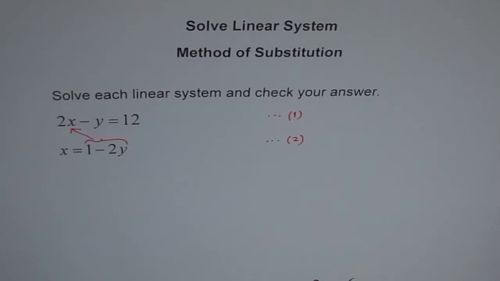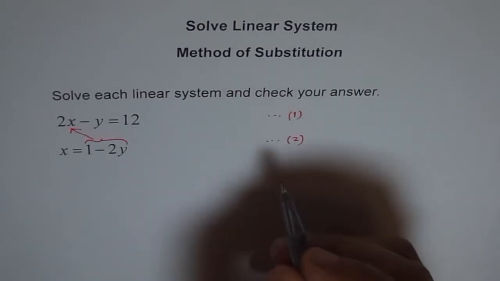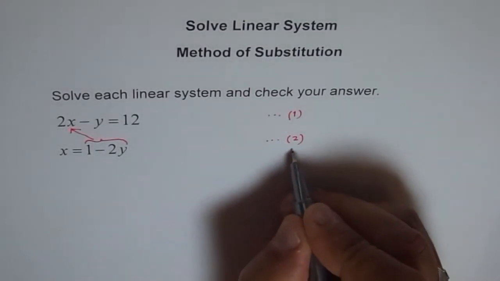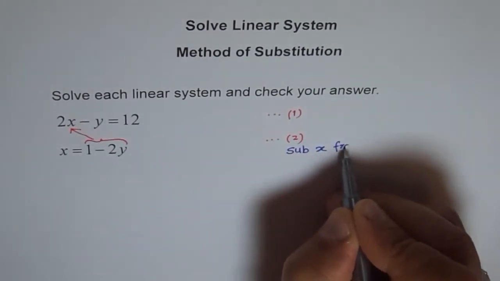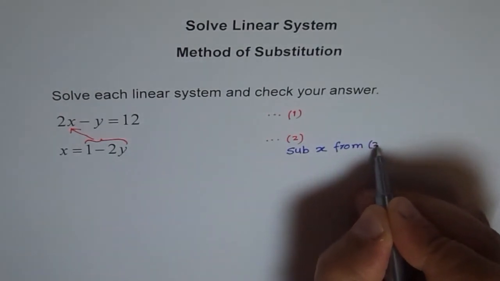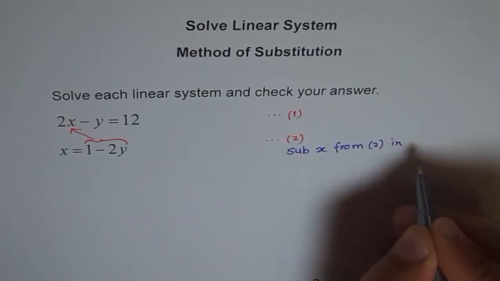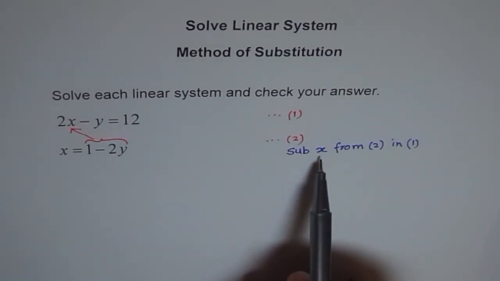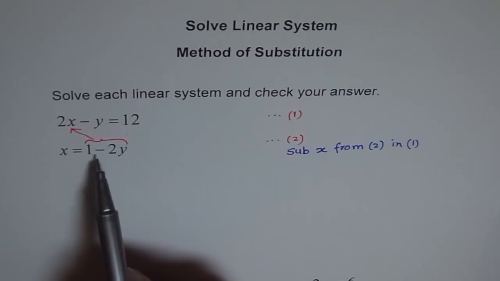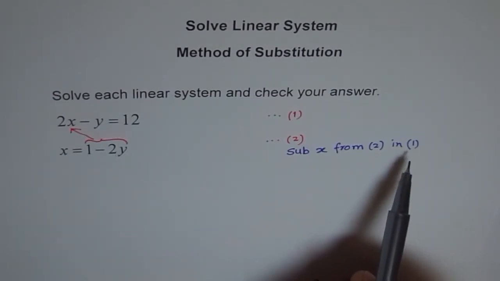So let's write down what we are trying to do. Let me write instructions in blue. We'll say substitute. I'll use a short form: sub x from 2 in 1. Well, that kind of makes it clear what we are trying to do. So we are substituting the value of x, which is 1 minus 2y, in our equation 1.